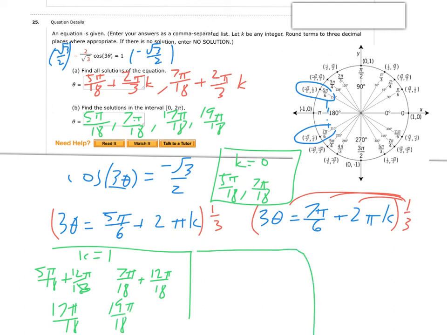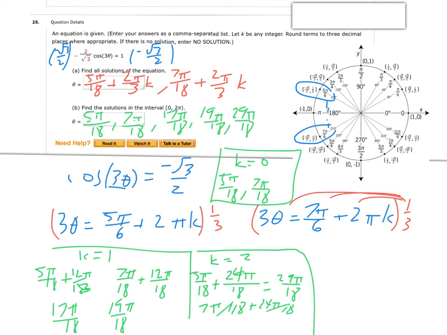And now I'm going to do this again with k equals 2. So we'll do 5 pi over 18 plus, and that'll just double that 12 pi over 18, so now it's going to be 24 pi over 18, which will give me 29 pi over 18. And then I'll do it again as the 7 pi over 18 plus 24 pi over 18. And that's going to give me 31 pi over 18.